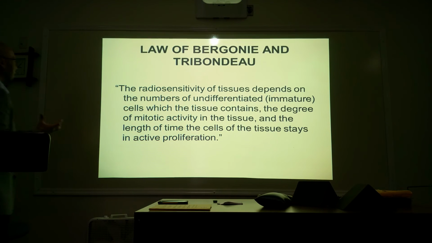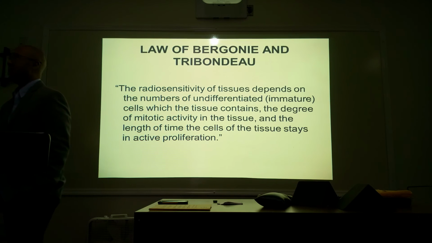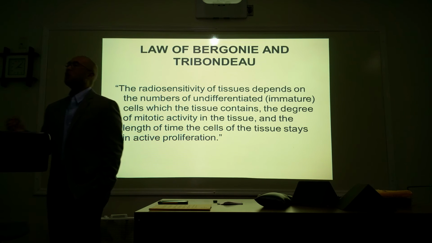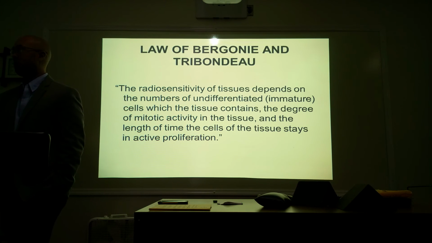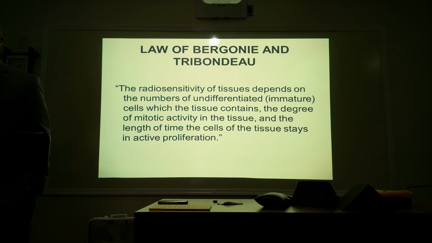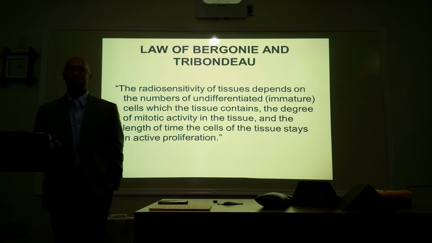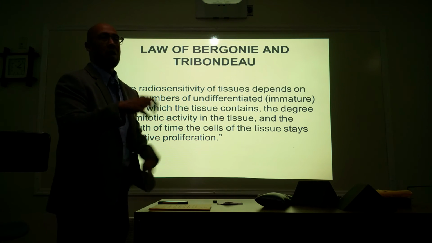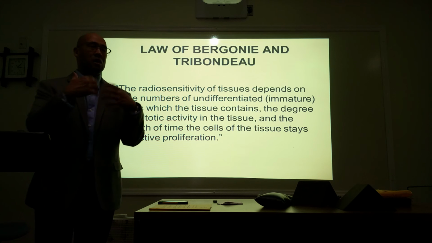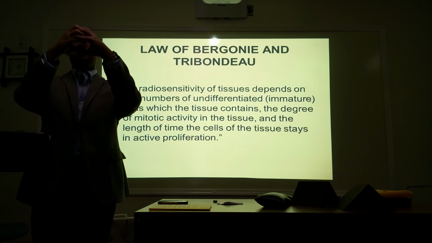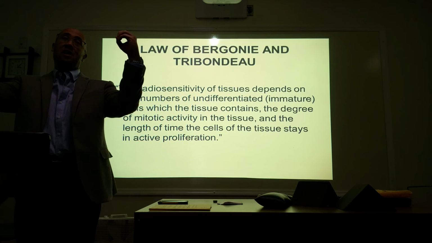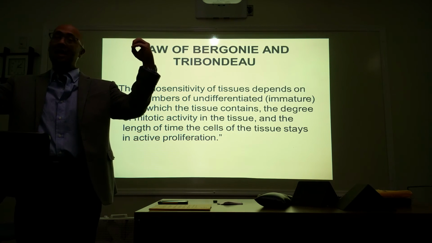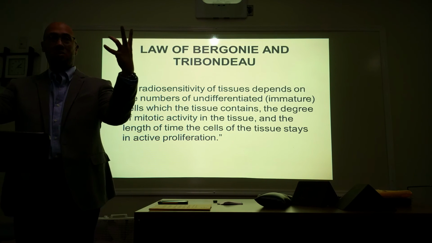Bergonié and Tribondeau. The radiosensitivity of tissue depends on the numbers of immature cells which the tissue contains, the degree of mitotic activity in that tissue, and the length of time that these cells proliferate. Okay? So it's not alone that we are concerned with rapidly dividing cells, but we're also concerned with how long it takes for them to divide. Is it going to take them a few seconds to divide, or is it going to take them a little bit longer to divide? Okay? They're still highly mitotic, it's just some divide quicker than others.